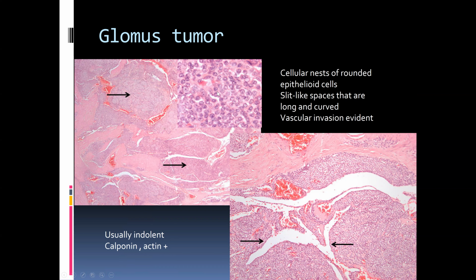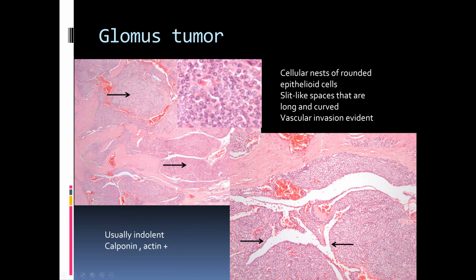But it also will have a tendency towards forming slit-like spaces. These are hard to appreciate in a small biopsy, but if you have a resection specimen, they'll jump right out at you. These long slit-like spaces that don't seem to be vessels. Here you see them just all through here. And so if you see anything that resembles that, don't be afraid to think about glomus tumor.